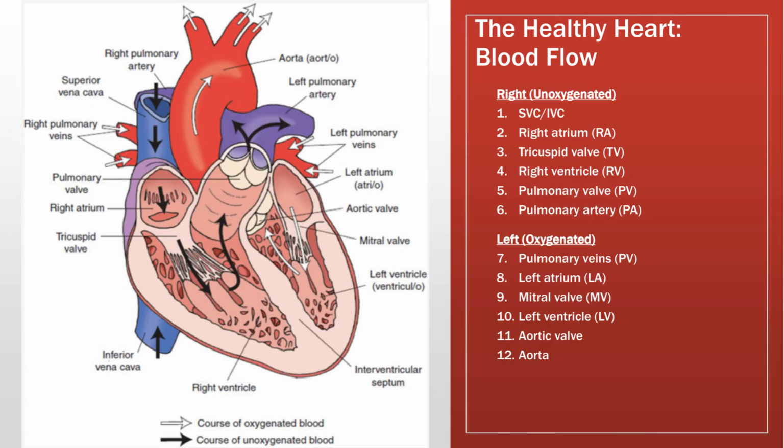Let's quickly review normal circulation. Unoxygenated blood flows from the superior and inferior vena cava into the right atrium, through the tricuspid valve to the right ventricle, then across the pulmonary valve into the pulmonary artery.